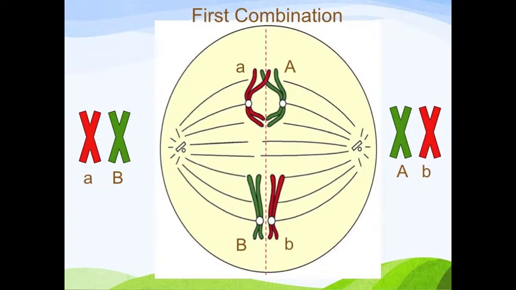In this diagram, we have labeled the chromosomes accordingly so that it is clearer for you. These letters represent the alleles or the genes in the chromosome. For the first combination, the small a will combine with the big B, whereas the big A will combine with the small b. So at the end of meiosis I, you will have two types of genotypes, as you can see on each side of the diagram.